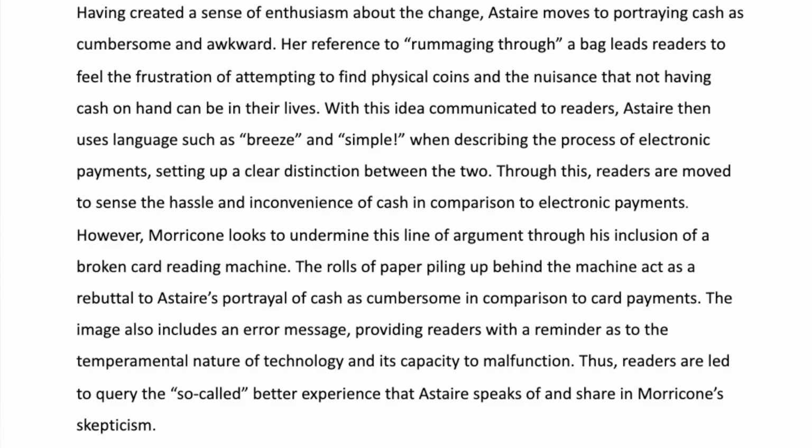Thus, so again, that word that allows us to say, all right, I've brought up all of these things. Now I'm really going to make sure that I bring it home and sum up all the ways that language has worked here. Readers are led to query the so-called better experience that Astaire speaks of and share in Morricone's skepticism. And so a few techniques that have been used there.